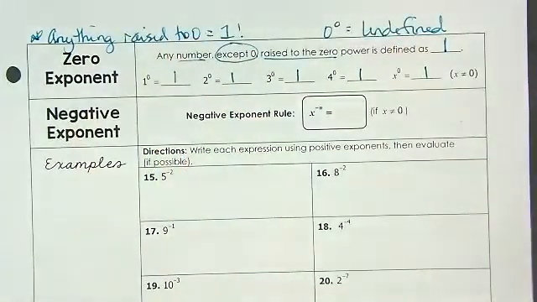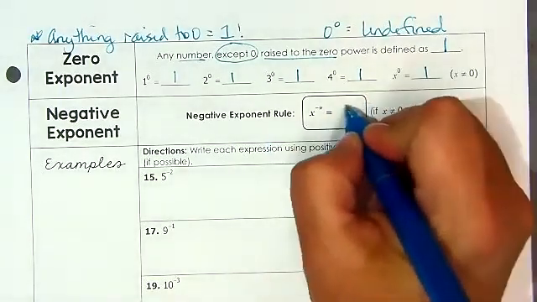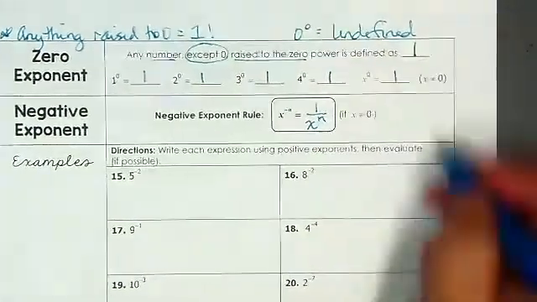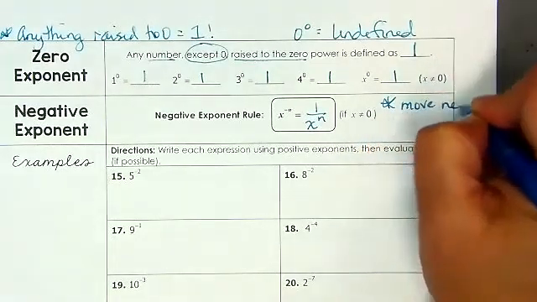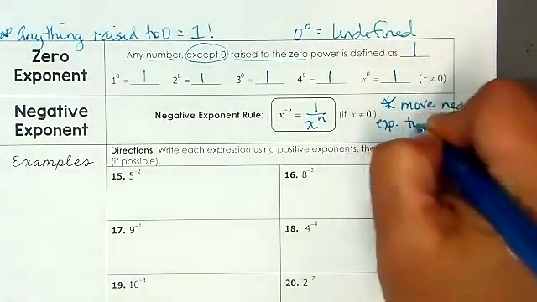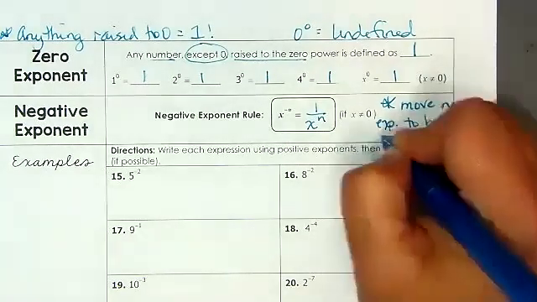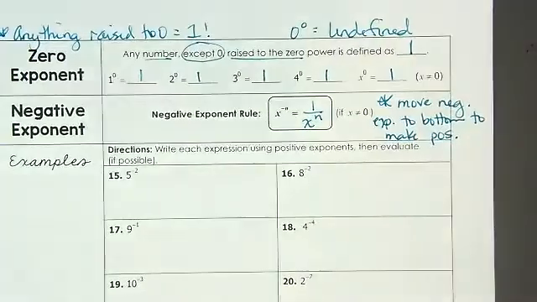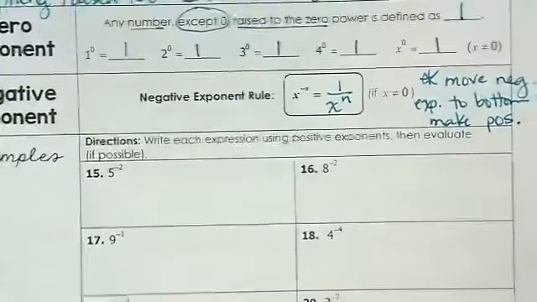Negative exponents. For the negative exponent rule, that means you bring it to the bottom. So this is going to become 1 over x to the n. My little note to remember this: move negative exponent to bottom to make positive. That's the way I remember it. So let's look at a couple of examples. I'm going to zoom in a little bit more so it shows that negative actually on the page.